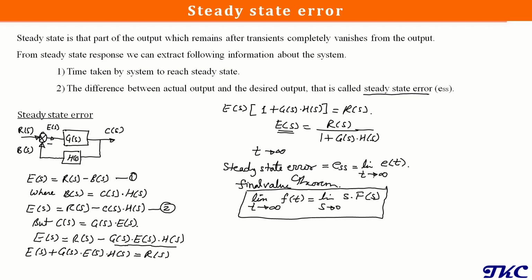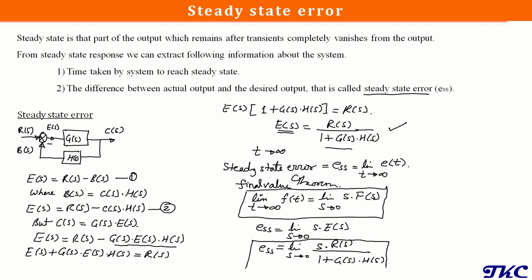So instead of determining the inverse Laplace of this term, we can directly use this property to find the steady state error. Let's rewrite using this property: e_ss is equal to the limit as s tends to 0, and this becomes s into E(s) for this expression. So the steady state error becomes the limit as s tends to 0 of s into R(s) divided by 1 plus G(s)H(s). This is the steady state error expression that we can use to determine it.